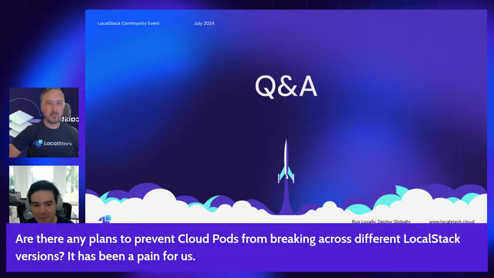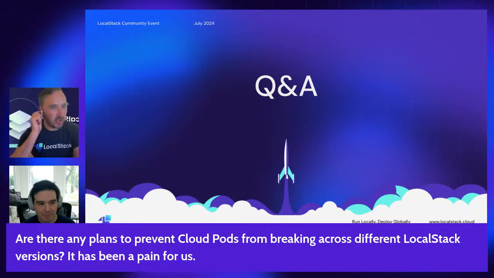So first up, are there any plans to prevent... You kind of spoke to this, but this is more forward-looking. Do we have plans for solving the problem of breaking across different LocalStack versions? Absolutely, we recognize this as a pain point. It's been raised to us already, and we are actively working on finding better ways to help you manage version changes.